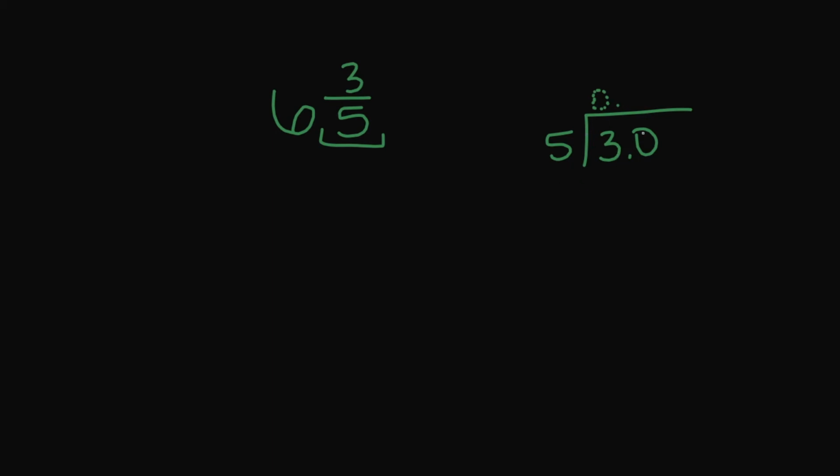So now 5 goes into 30, it goes in 6 times. 5 times 6 is 30. 30 minus 30 is going to equal 0. So 3 divided by 5 as a decimal here, you're going to get 0.6. However, we do have our whole number, our 6. So we have 6 plus that decimal. Your answer is going to be 6.6.